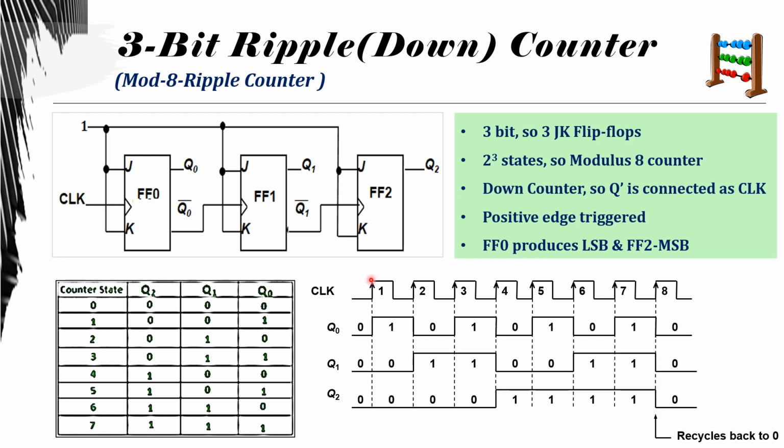So this is the timing diagram which explains the working of a 3-bit ripple down counter. It starts with 0 0 0 and ends with 1 1 1. That is, 8 different states are possible.